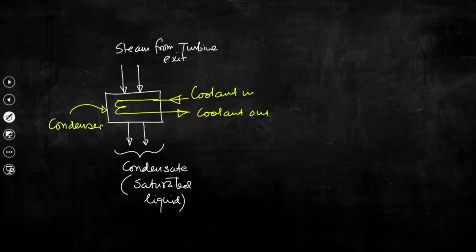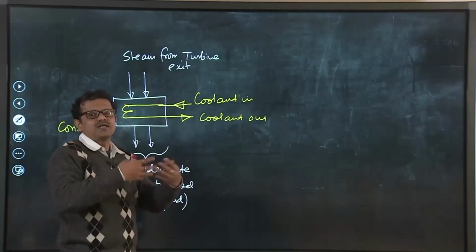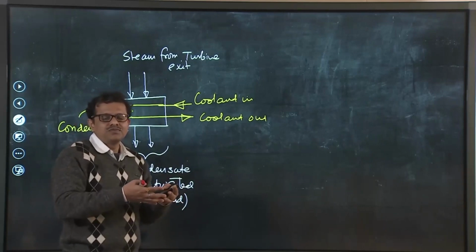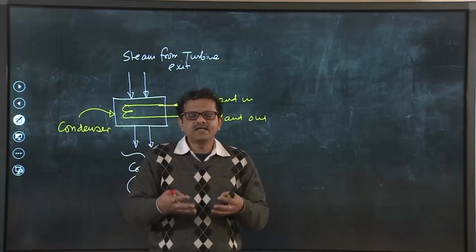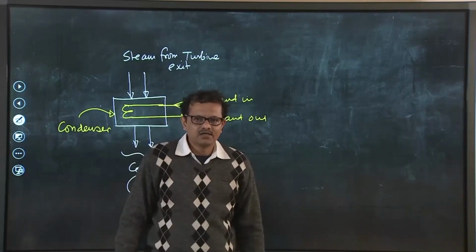Now, the flowing stream can be allowed to mix with the coolant directly. If it is the case, then it is a direct type condenser. If we allow coolant to flow through the tubes and steam will flow over the tubes, so the two streams will not be allowed to mix directly, that is the surface type condenser.